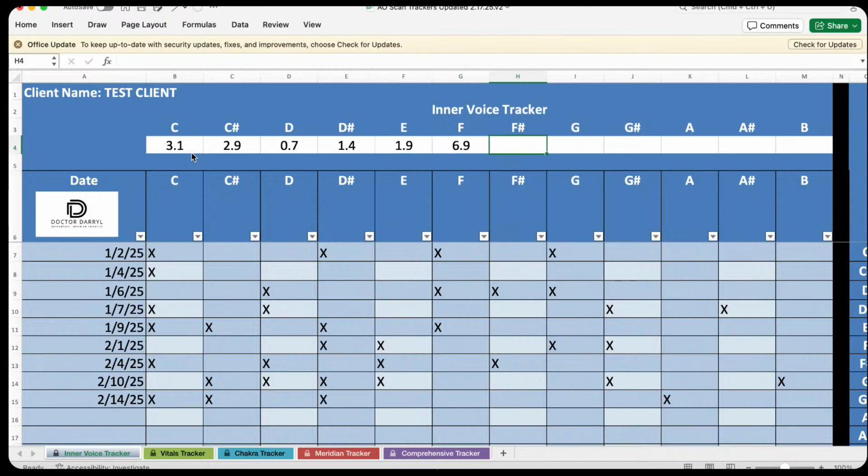6.9, 5.3, 0.9, 8.6, 6.2, 2.7, and 1.1. All right.